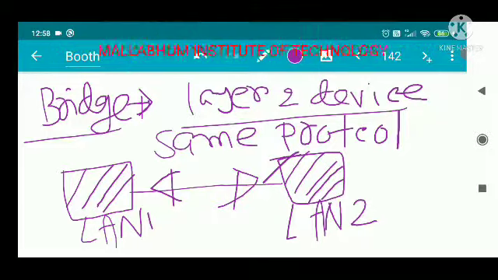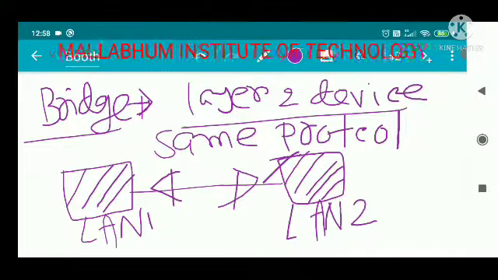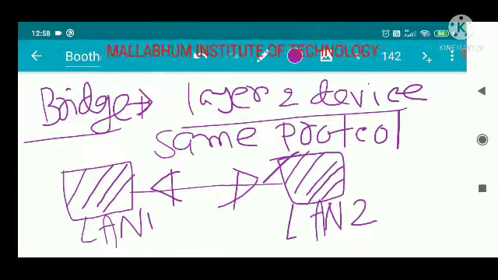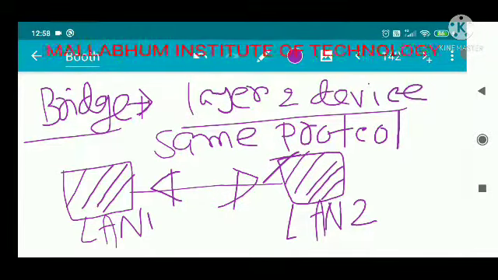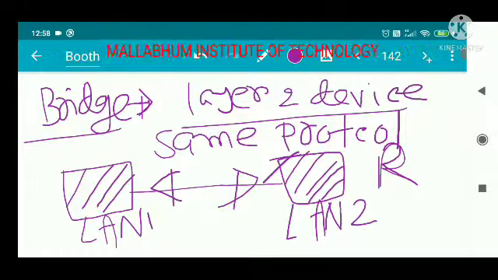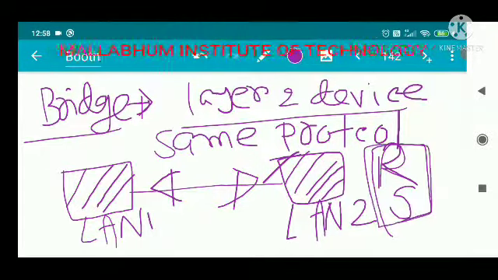You can think that the bridge is a combination of hub and switch. Sorry, not hub and switch; it is a combination of the repeater and the MAC address capability. That means it is a combination of your repeater and switch.